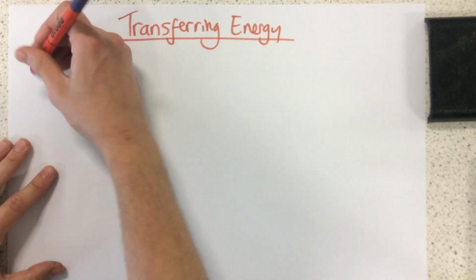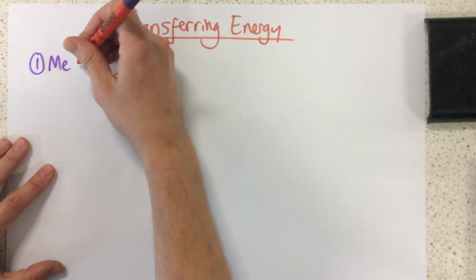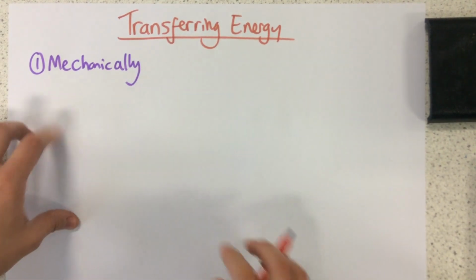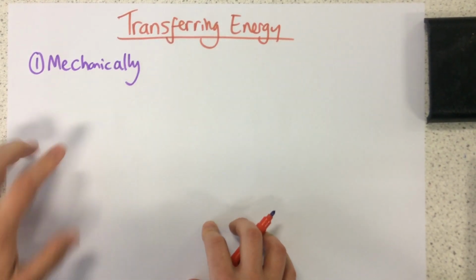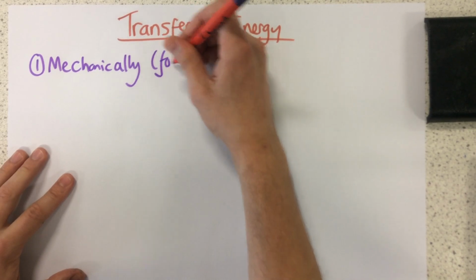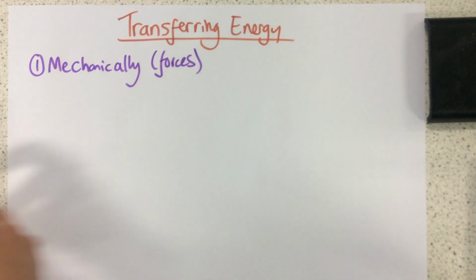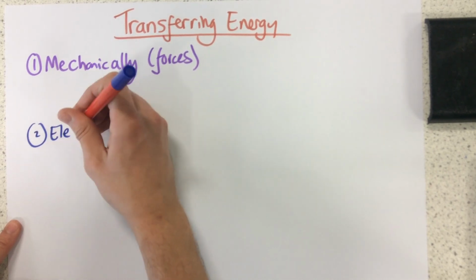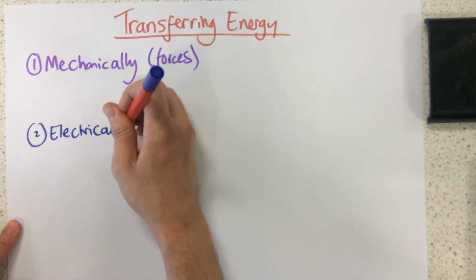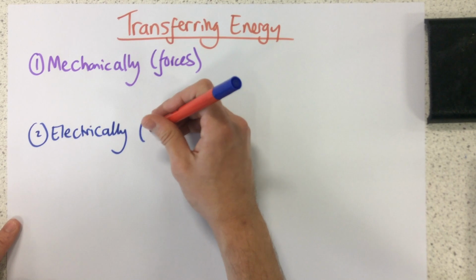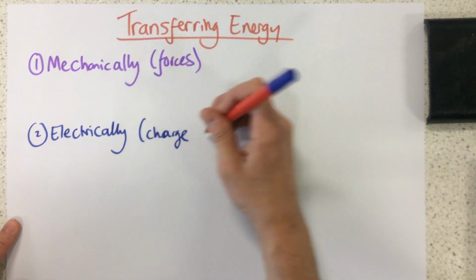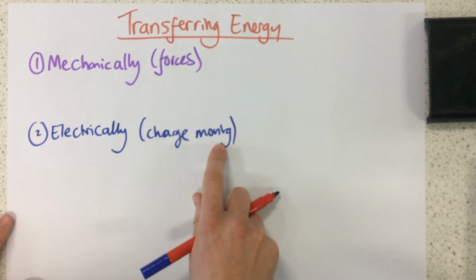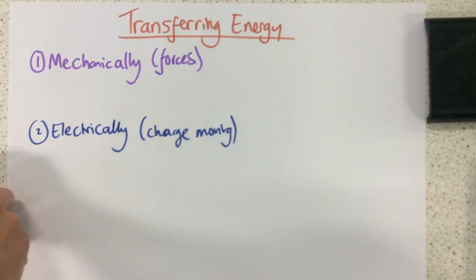So the 4 different mechanisms we need to know is, first of all, mechanically. Now whenever we're talking about the transfer mechanically, this is when forces are involved. The second one we need to know is electrically. So this is whenever we have some kind of charge moving around a circuit. So work is being done against resistance.